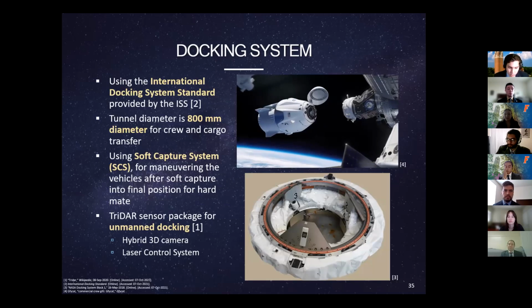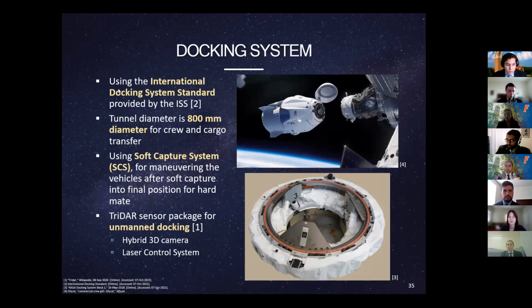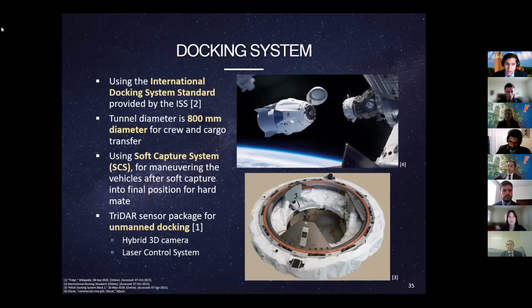At critical points of our mission, we will require the EEV to dock with the DST. The method of docking we use is adopted from the International Docking System Standard provided by the ISS. We also use a soft capture system that reduces the impact and secures the EEV to the DST. It's depicted in the image on the bottom right of the screen. We also dock autonomously using a TRIDAR, which consists of a 3D camera and a laser control system. Next slide, please.